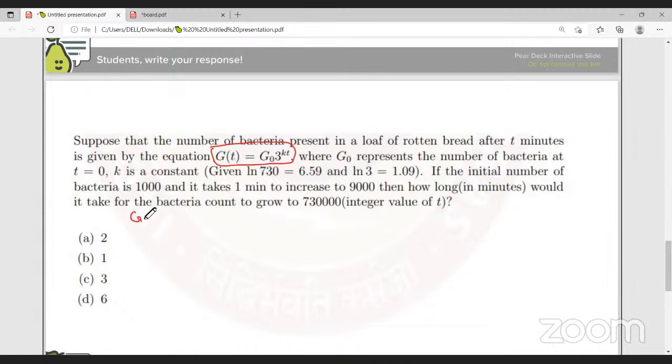G is given, G0 is given. G is given as 9,000 first, and G0 is 1,000. So G is 9,000, right? Initial number G0 is 1,000, and it takes 1 minute, so t equals 1. So the first equation is 9,000 equal to 1,000 into 3 to the power k, into 1, right? It is in minutes.